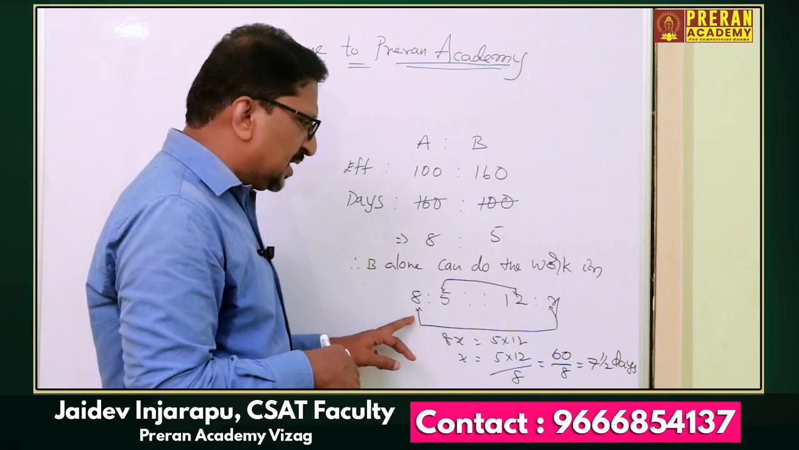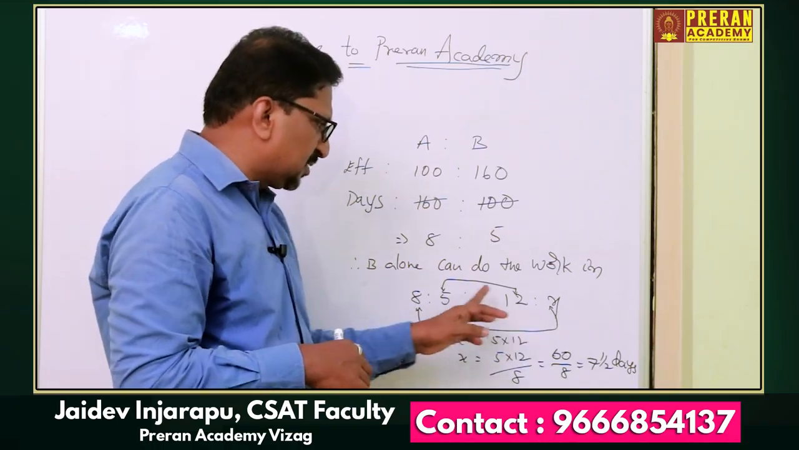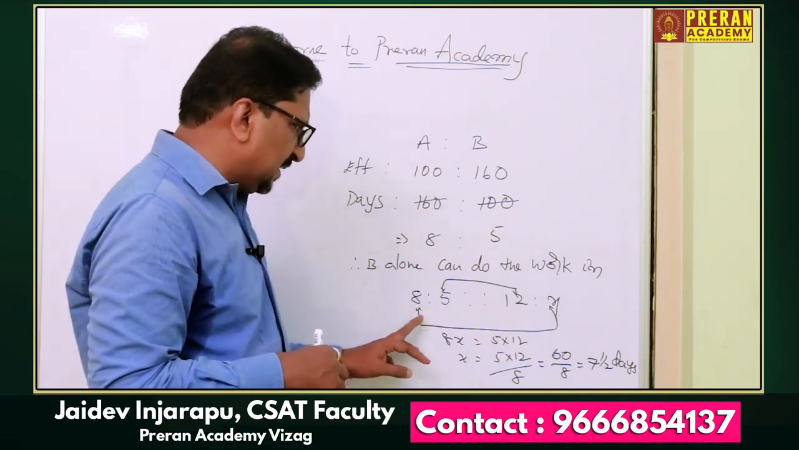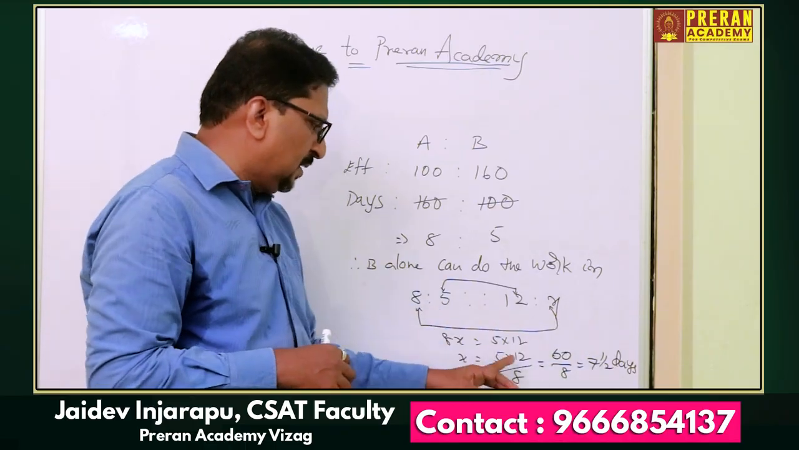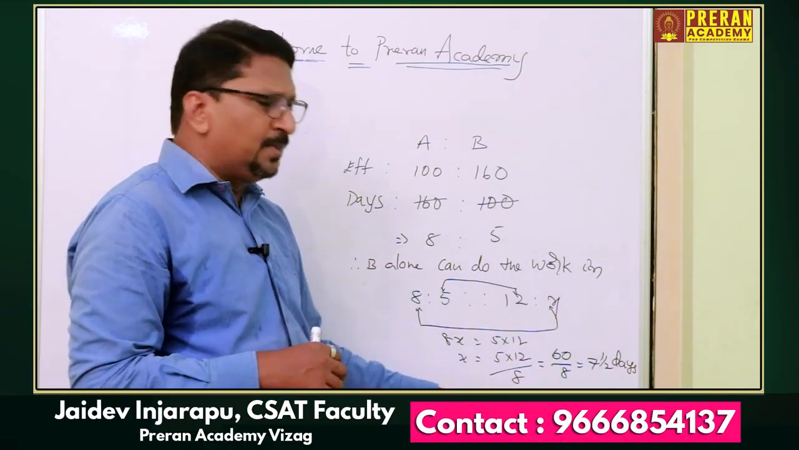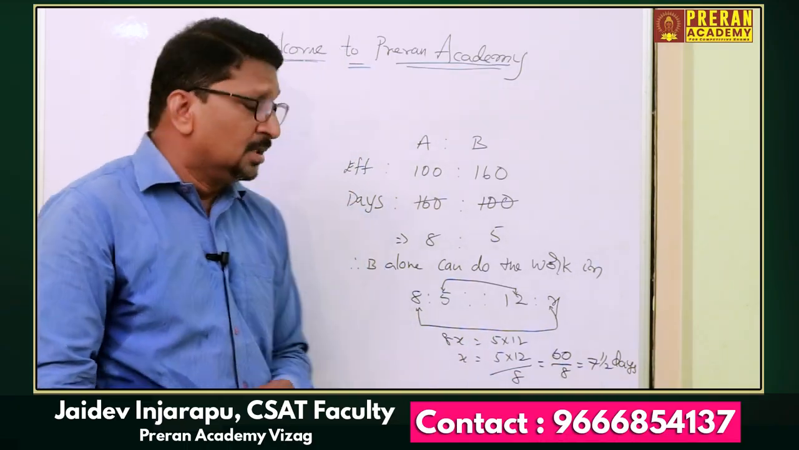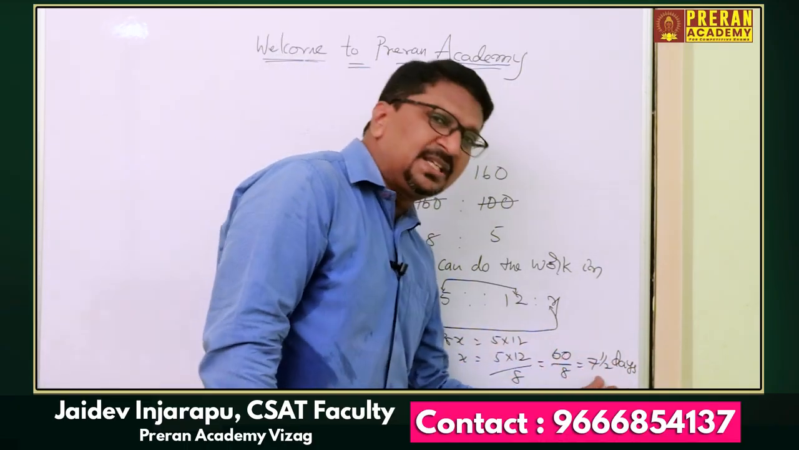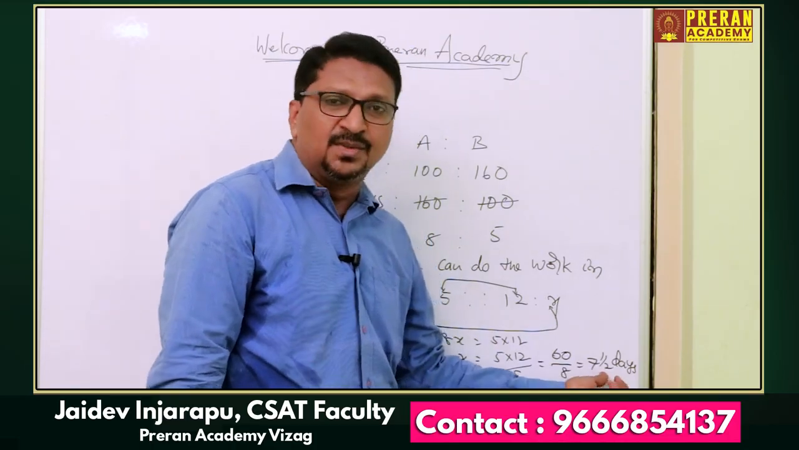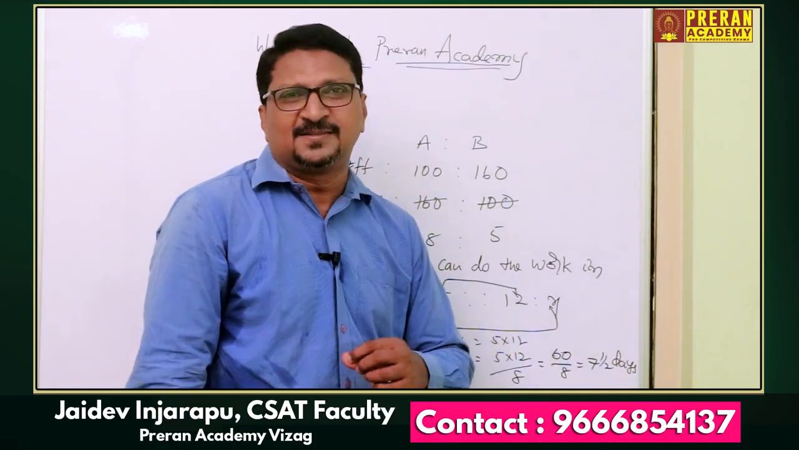As we know, the product of extremes equals the product of means, so we have 8x equals 5 into 12. So, x equals 5 into 12 by 8, which is 60 by 8, that means 7.5 days. So, B alone can finish that same work in 7.5 days.